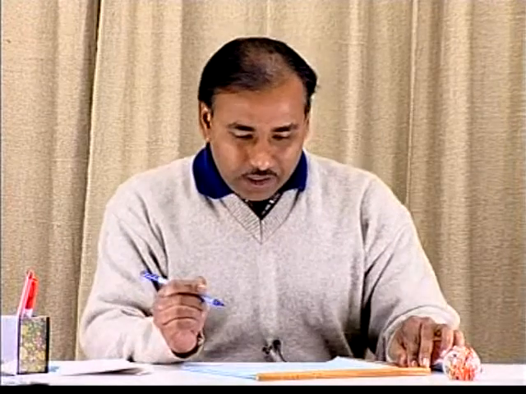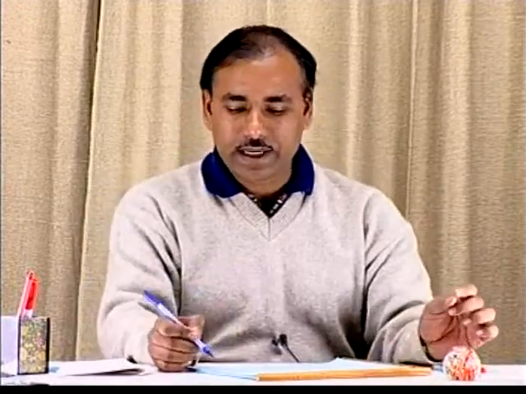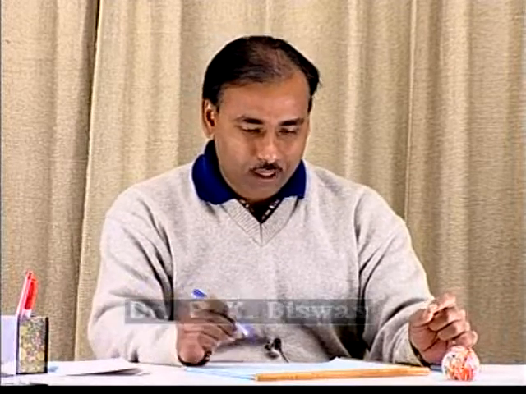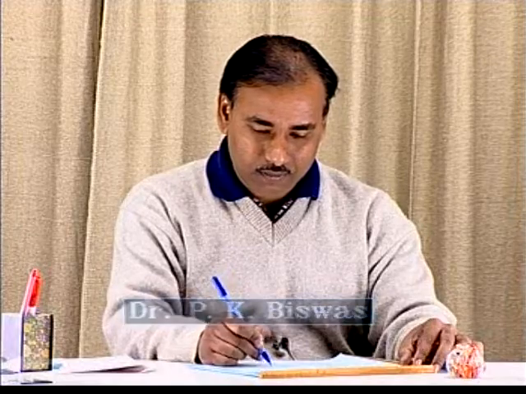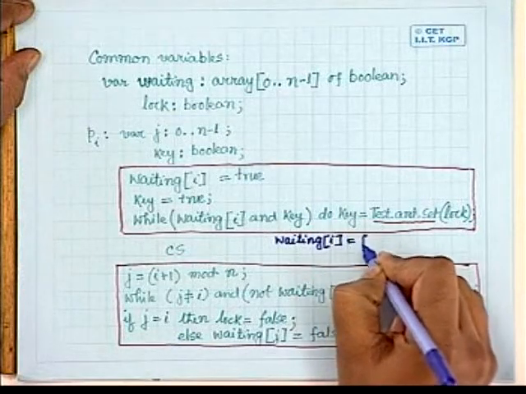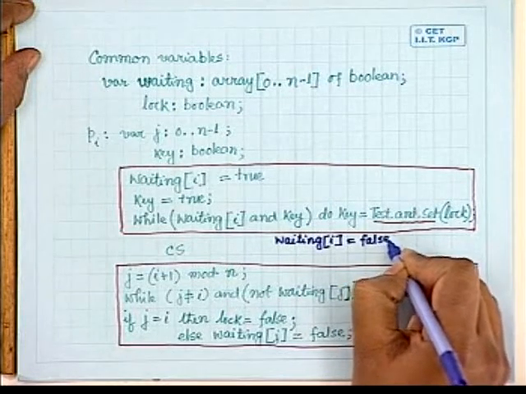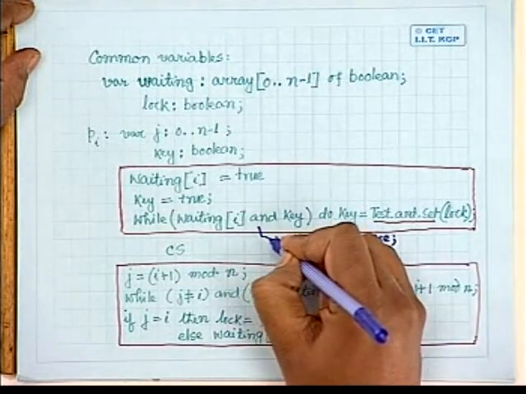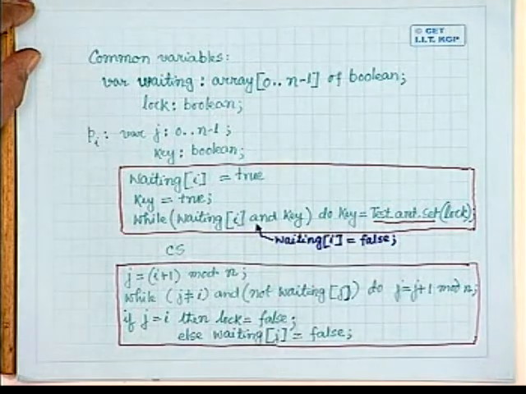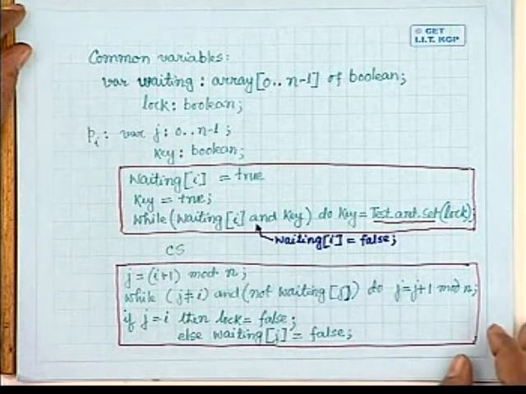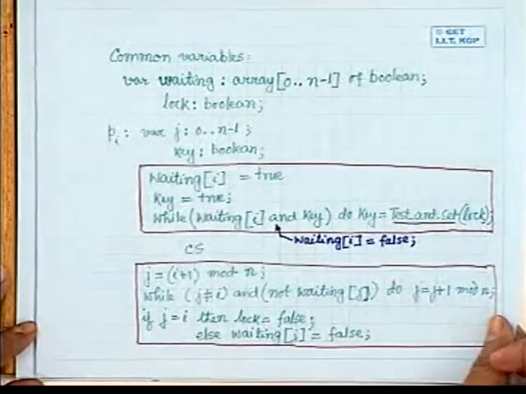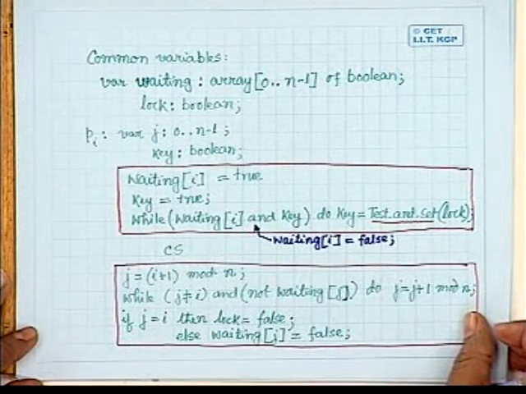In this one there is a small correction for the test and set hardware instruction based critical section solution. There should be an instruction waiting[i] = false before the ith process enters the critical section. So this is the statement that I missed earlier. This is outside the while.